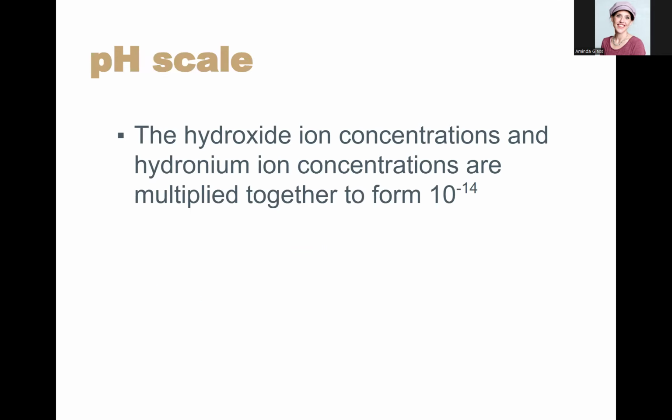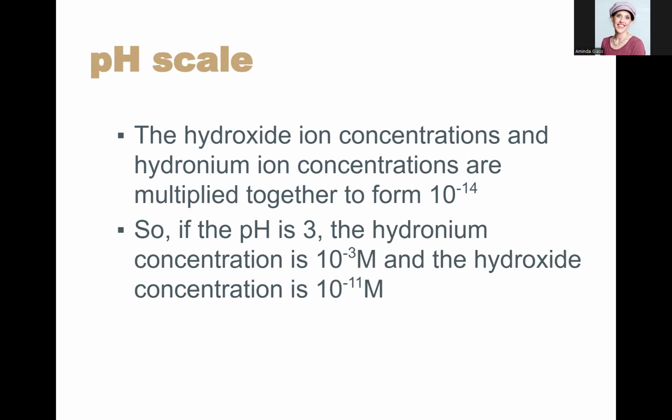The hydroxide ion concentration and hydronium ion concentration are multiplied together to form 10 to the negative 14th. So if your pH is 3, then the hydronium ion concentration is 10 to the negative 3. And the hydroxide concentration is 10 to the negative 11th.